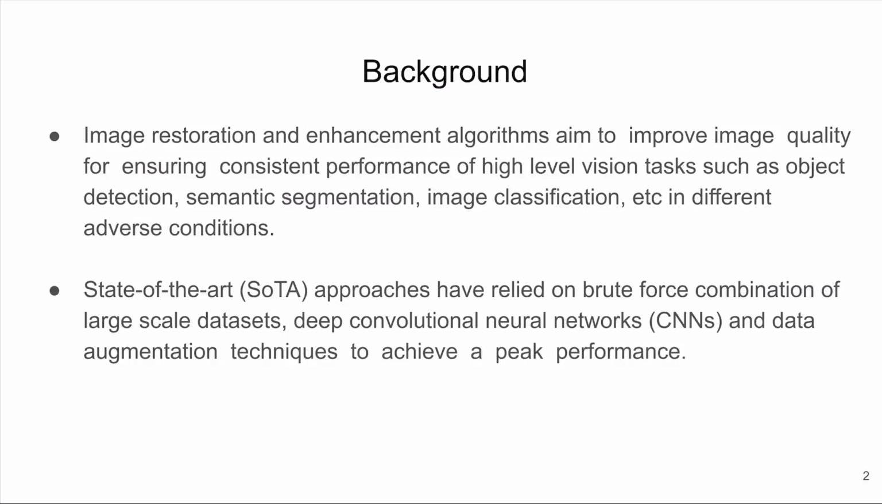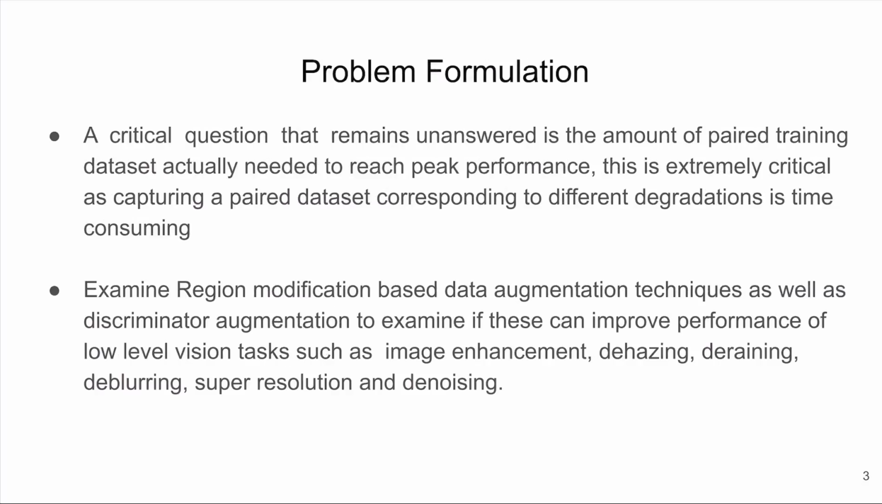To do so, state of the art approaches rely on supervised learning mechanism to train a CNN in the mapping between the input degradation image and output clean image. However, the number of paired samples needed to achieve peak performance remains unknown, and it's an extremely critical piece of information since constructing a paired dataset is time consuming. Furthermore, the training dataset should also be able to account for non homogeneous degradation distribution, wherein different regions of images are affected by different intensities of degradation.